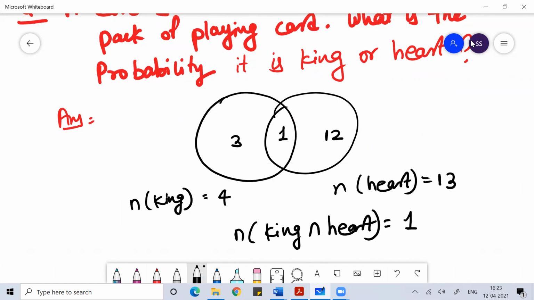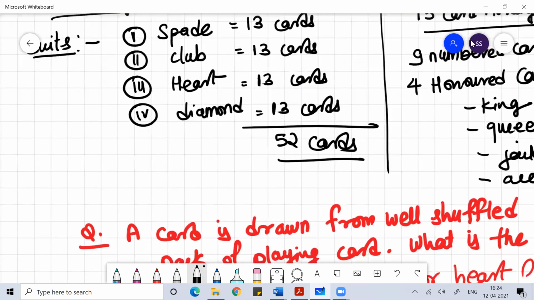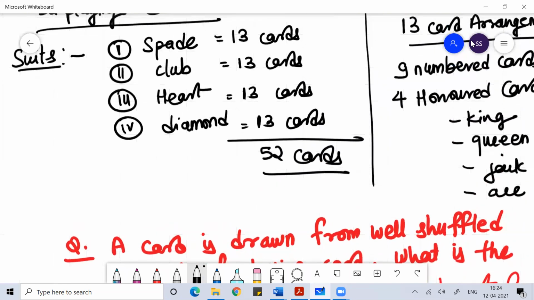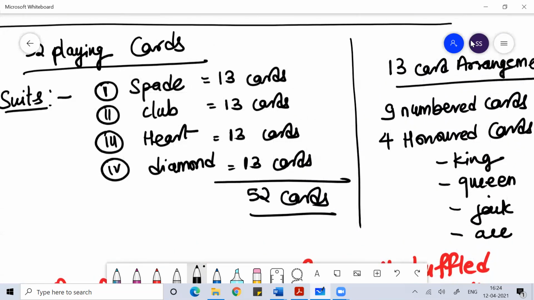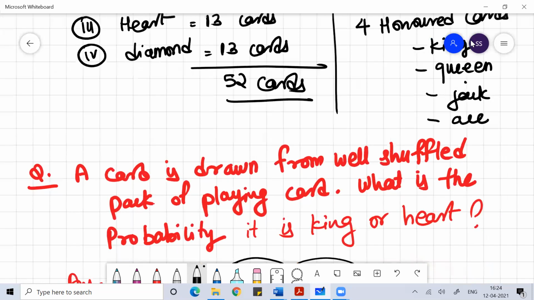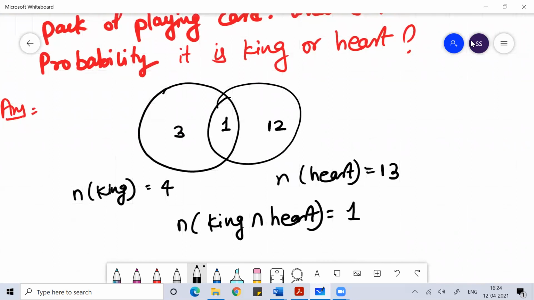You have 13 cards of heart, and in that, you have altogether four kings. One king is of spade, one king is of club, one king is of heart, one king is of diamond. So is there any card which is both king and heart? There's one card. So what is n of king union heart? This is 12 plus 3, 15 plus 1, 16.